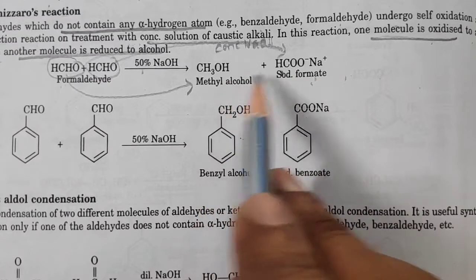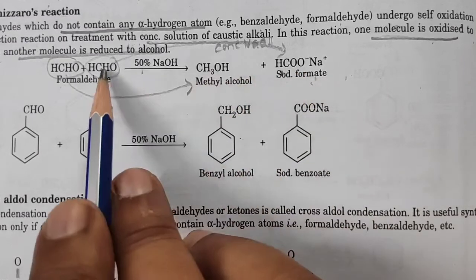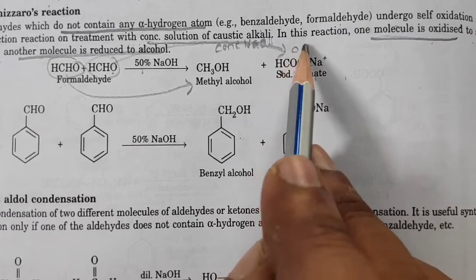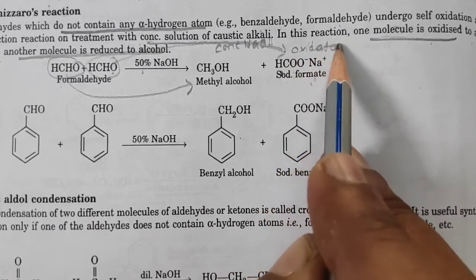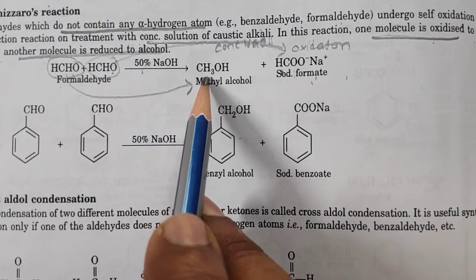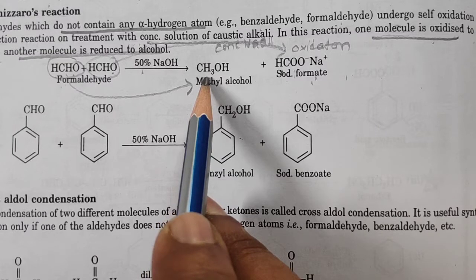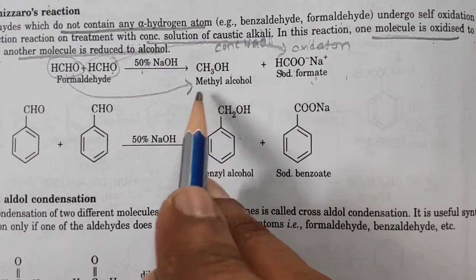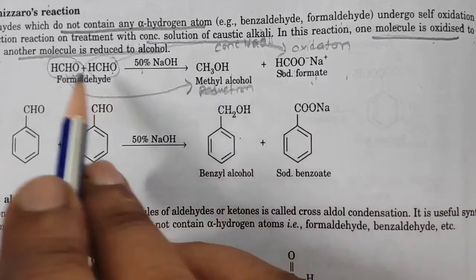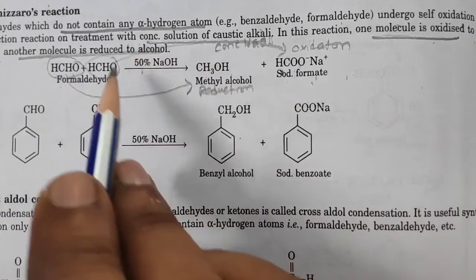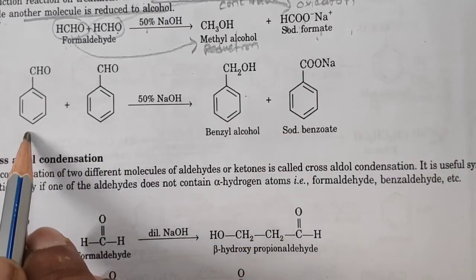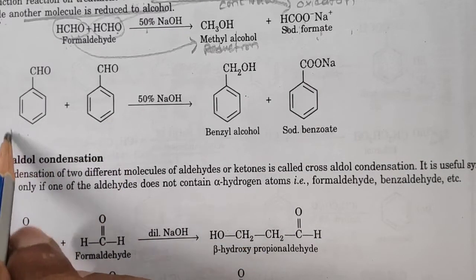Okay, so in this case you will see there is an addition. Here only one oxygen is there, here two. So this one is the oxidation product. Here hydrogen is 2, but here hydrogen is total 3 and 1, 4. So here hydrogen is added, so this is the reduction product. So one molecule is oxidized and one molecule is reduced. Understood? So that is Cannizzaro. In this case also benzaldehyde, what is given?